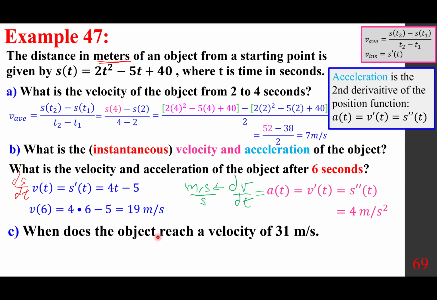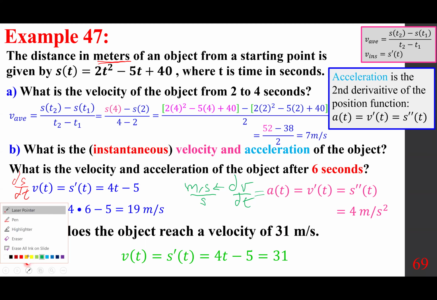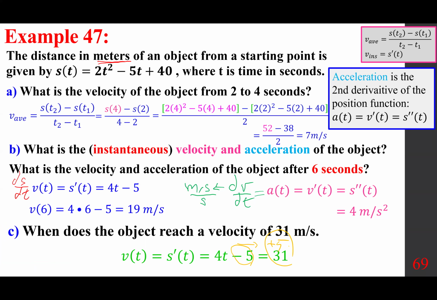When does the object reach a velocity of 31 meters per second? You go back to part B. Here's the velocity function. Set it equal to 31 and solve for t. When you move the 5, you get 36. You divide by 4, you get 9 seconds.